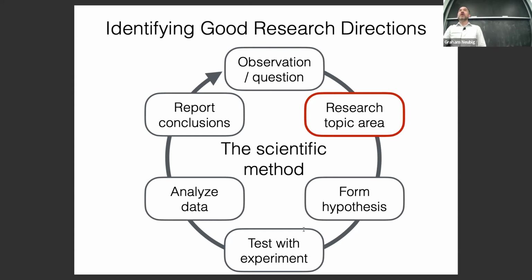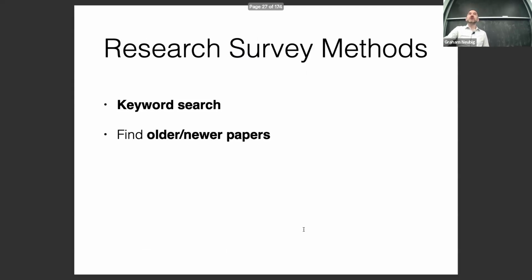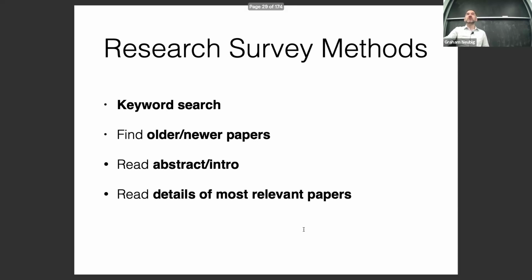So next, we have research topic areas. This is about how you will do assignment 3, which is researching a topic area, forming a very good understanding of the topic that you're trying to handle. There's a bunch of different ways you can do this. The first one is keyword search. You look something up on Google Scholar or something, finding older and newer papers. So this is like following the tracks of papers. You can read the abstract and intro, and read the details of most relevant papers.